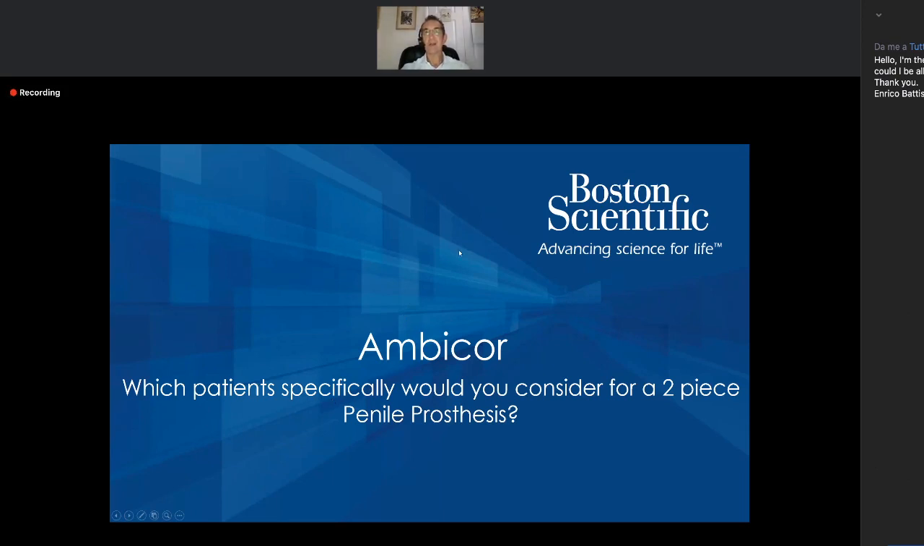So I will just ask you a very simple question. Which patients would you specifically consider for a 2-piece implant? Would it be those that wish for an inflatable device but have limited funding? Would it be those patients that have had specifically extensive abdominal surgery in their past? Or is it because you don't feel quite so comfortable in your current practice to implant a 3-piece, but you wish to give the patients a dynamic erection? Or are you unsure? So again, we'll just give you a minute or so to consider that.